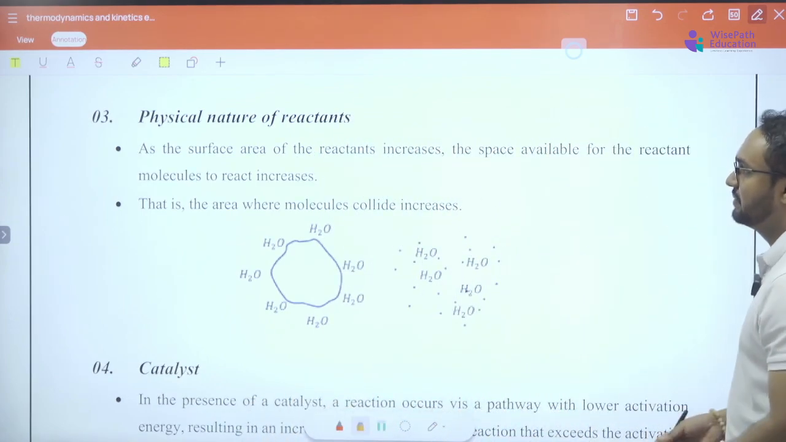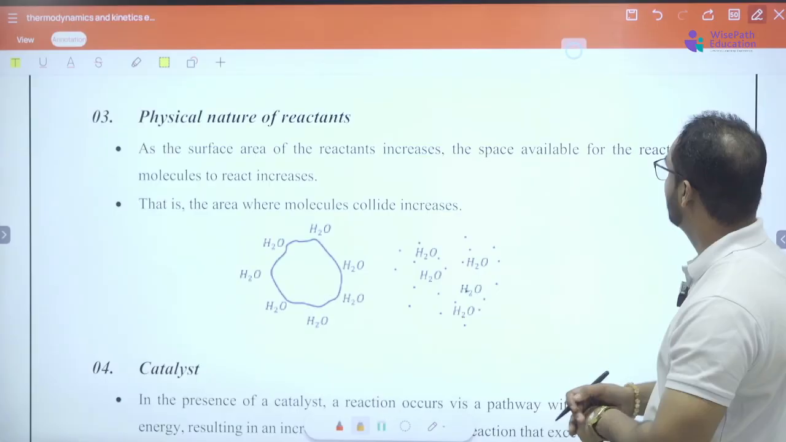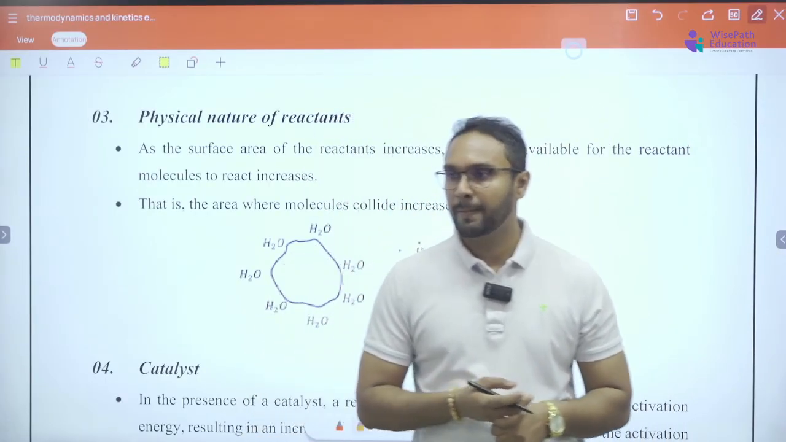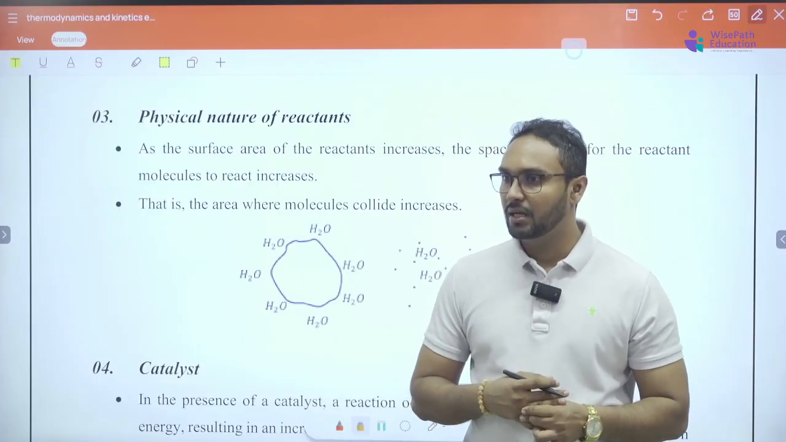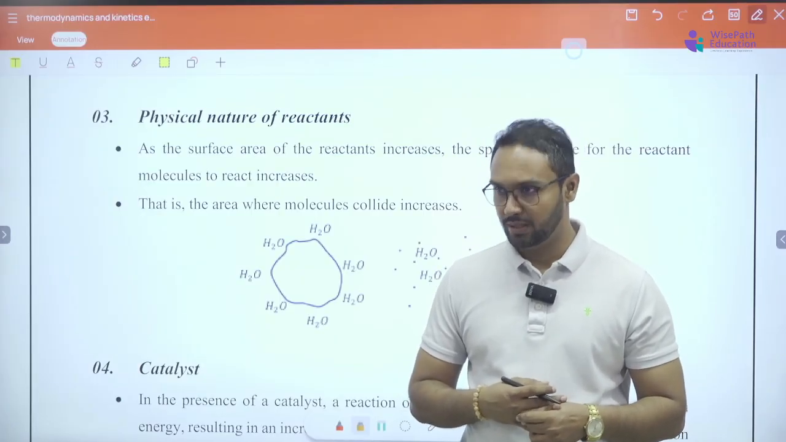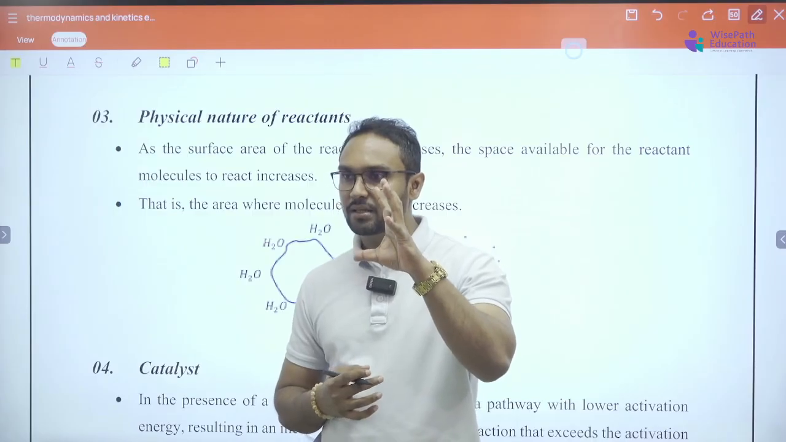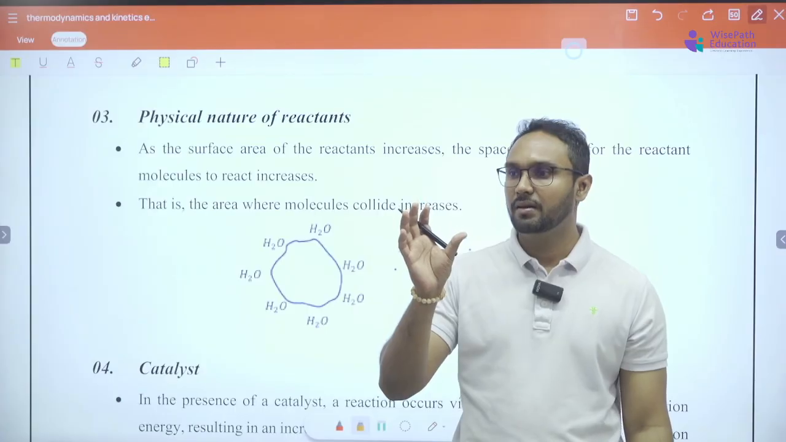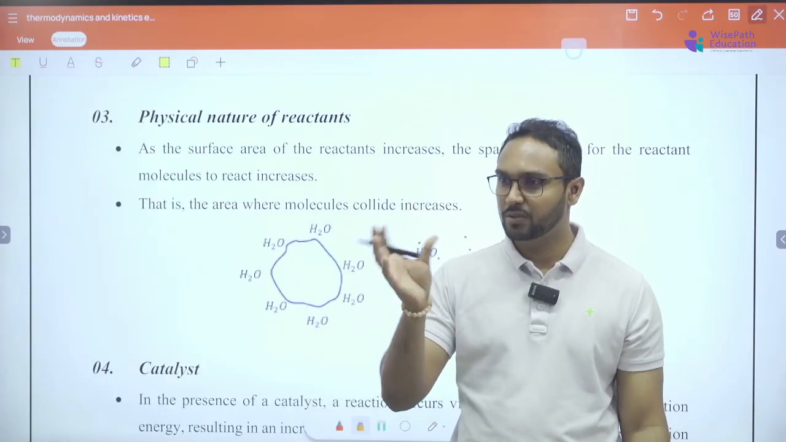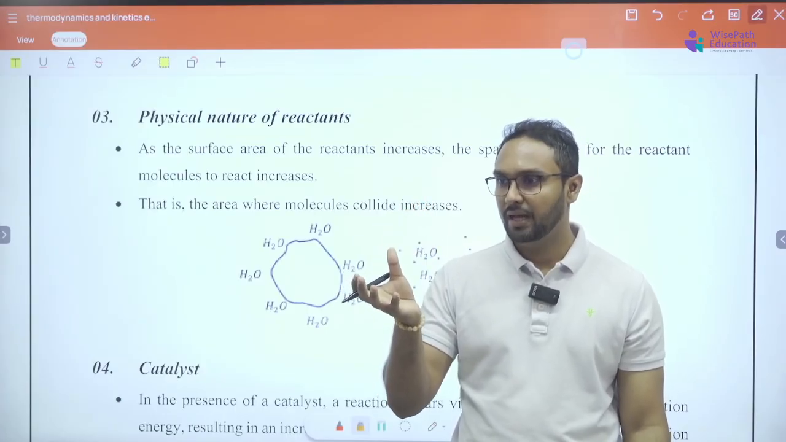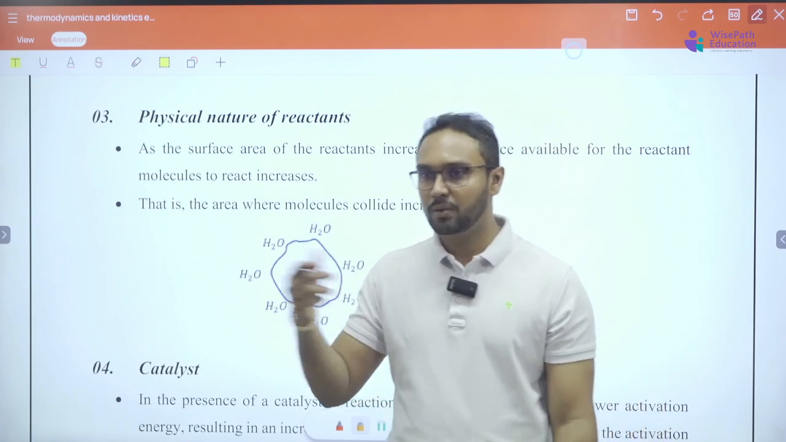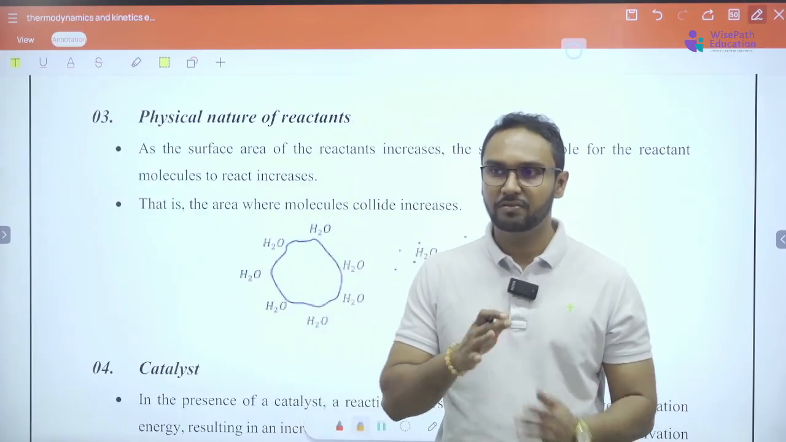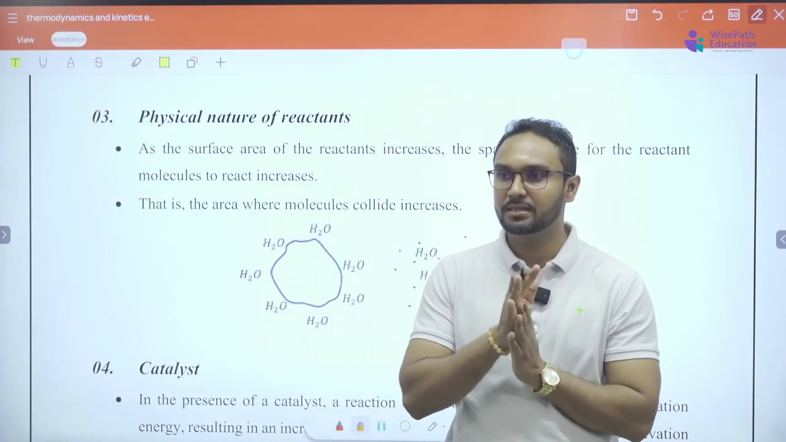As the surface area of the reactant increases, the space available for the reactant molecules to react increases. Now this is something like this. Let's say you are dissolving a crystal of salt, a very large one, and a powder, right? But the same amount. Let's say you are taking 50 grams of a salt crystal, and 50 grams of salt powder, and you are dissolving it in the same amount of water. What will dissolve faster? Powder or the crystal?